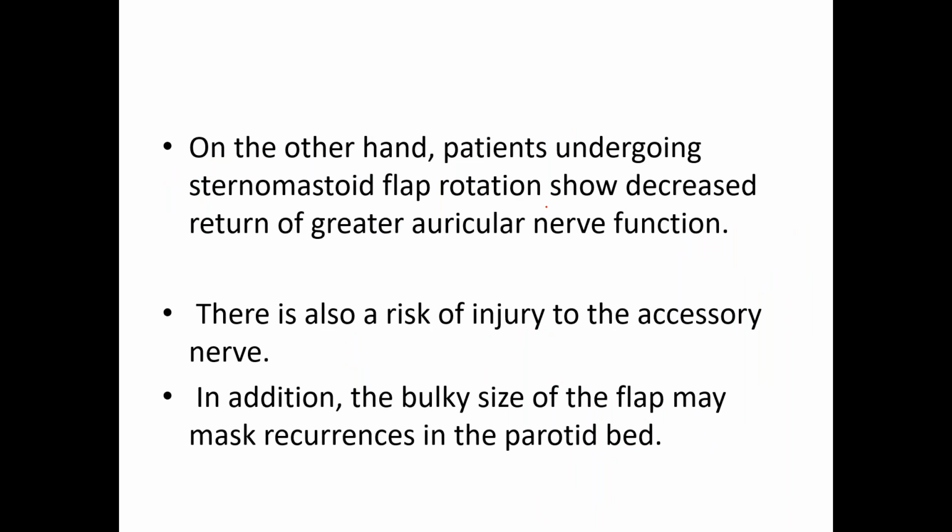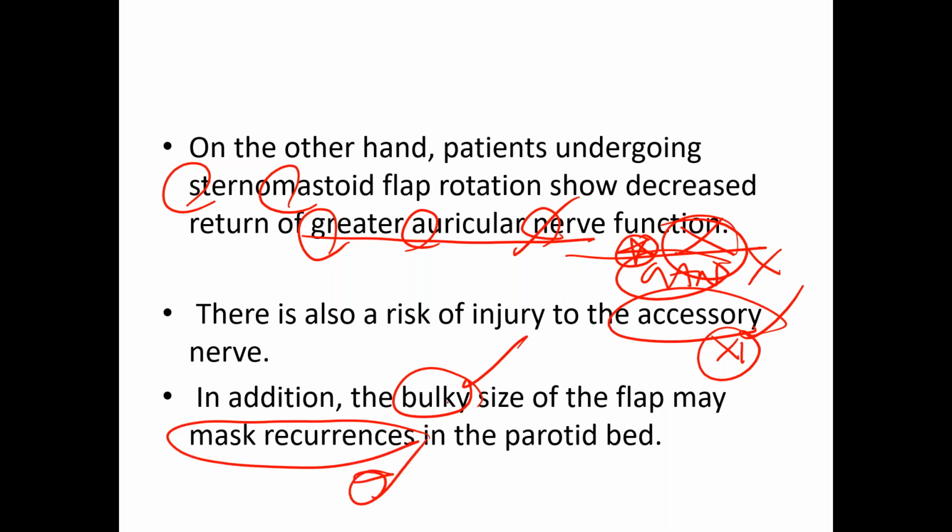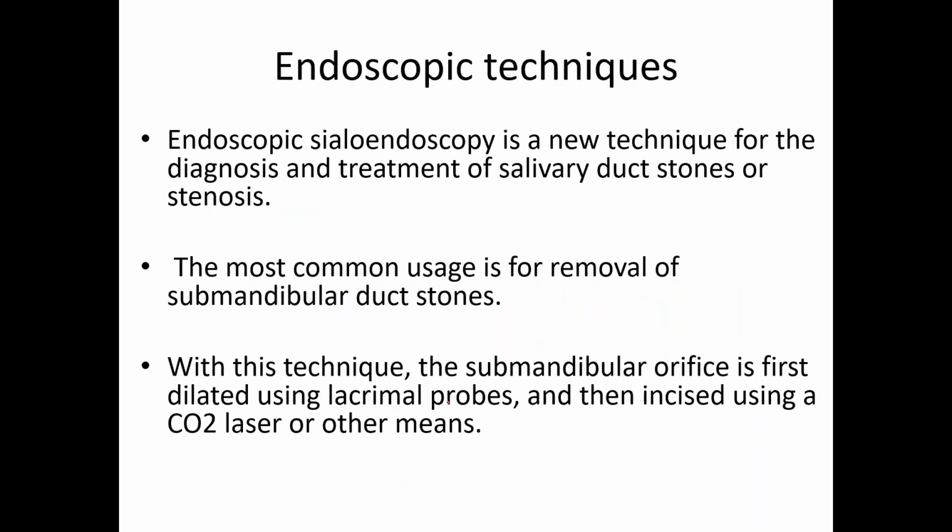On the other hand, the important function that is retained is greater auricular nerve function. So greater auricular nerve function is retained in the case of this sternomastoid flap. Keep it in mind. In the other case, this function is lost. This is one important side effect, and also damage to the 11th cranial nerve, the accessory nerve. It is also bulky and sometimes leads to masking of the recurrences. Recurrences are inhibited, not seen outside, if you are using this sternocleidomastoid flap.